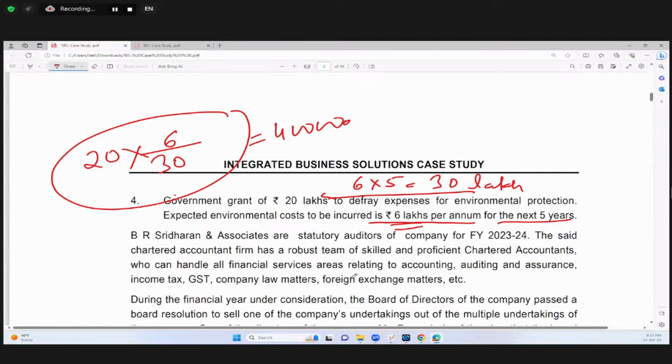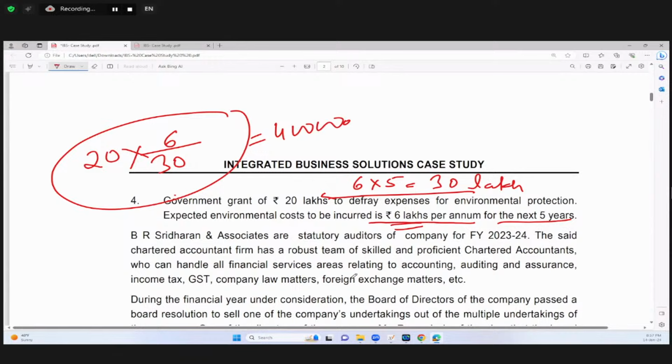Because the concepts of Ind AS 20 are the same whether you study from the study material or from the education material. So many questions you may find similar, which are given in the education material also, which are there in your BOS publication also. However, additional questions, if you find in your education material, you can definitely refer to that. That won't be considered as out of syllabus because Ind AS 20 is applicable to you. And what is required is that you know Ind AS 20. From where you are practicing the question, that is up to you.